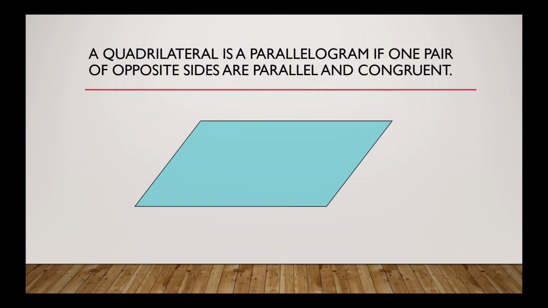For the sixth and last condition, a quadrilateral is a parallelogram if one pair of opposite sides are parallel and congruent. So this figure has one pair of opposite sides which are parallel, and these sides are also congruent to each other. And there you have it, the 6 conditions that make a quadrilateral a parallelogram.